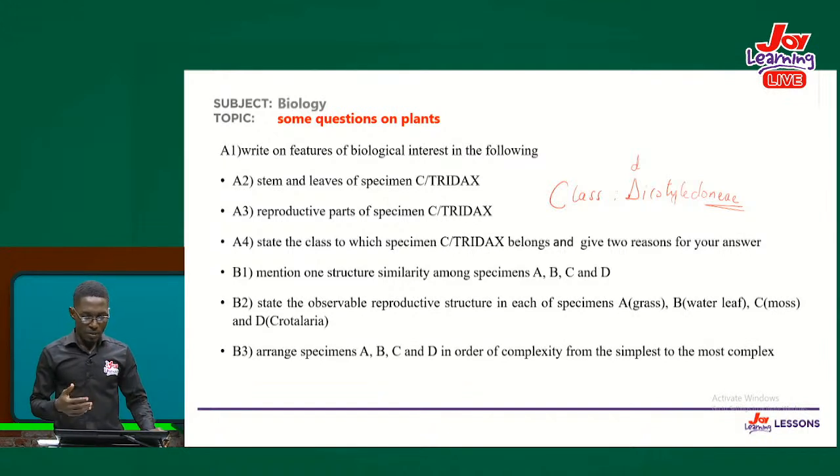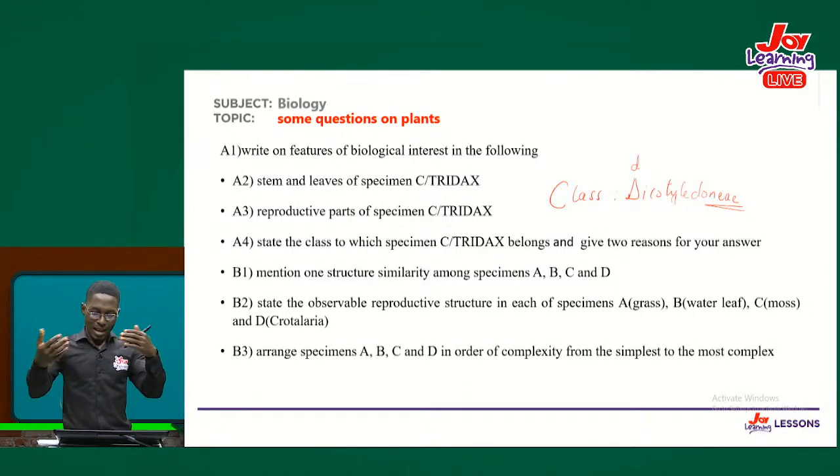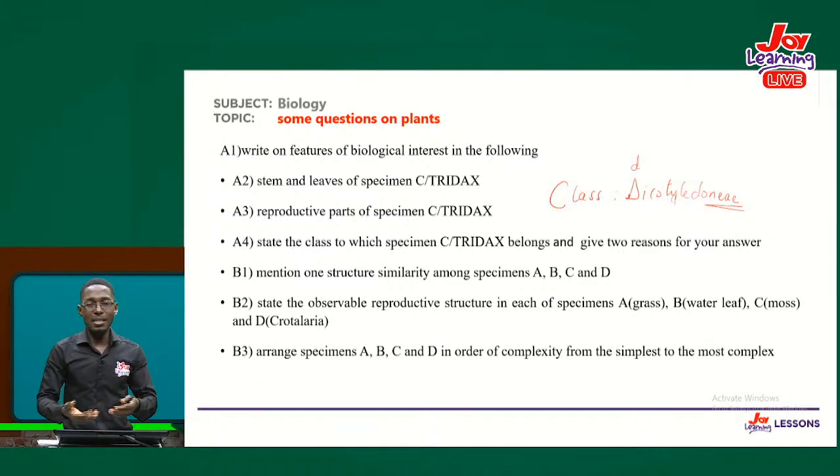They mention one similarity between specimen A, B, C, and D. Maybe they gave you, as you saw just beneath it, grass, water leaf, moss, and Crotalaria. What is the similarity among all these things? So go get your note, look at it well, find answers. Arrange A, B, C, and D in order of complexity, from the simplest to the most complex. So a grass, a water leaf, a moss, and a Crotalaria. They are trying to take you back to your Bryophyta, Pteridophyta, Angiospermophyta. Within the Angiospermophyta, monocot and dicot, which one comes first? So in this application, you should know much about these things so that you can arrange it. And when you arrange it, I said it, let there be an arrow. So maybe three marks for correct arrangement. A, this is to that. Then no arrow, you lose a mark.